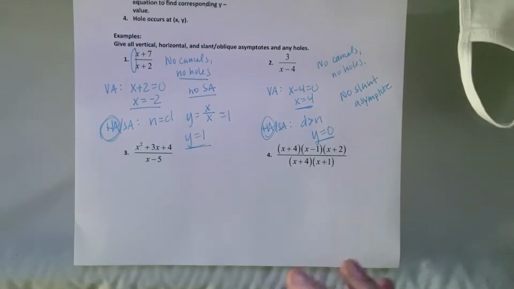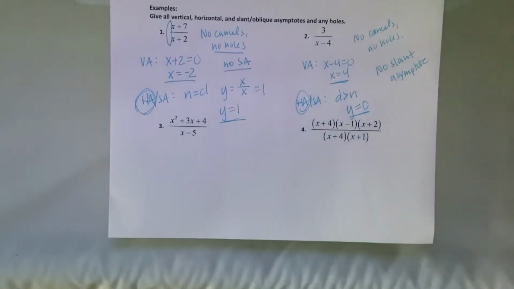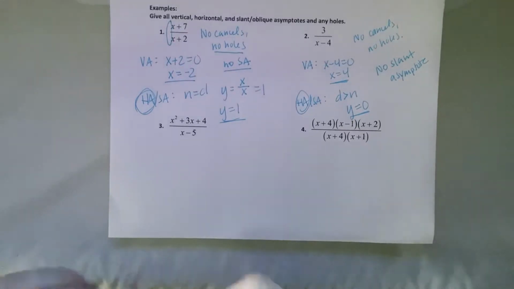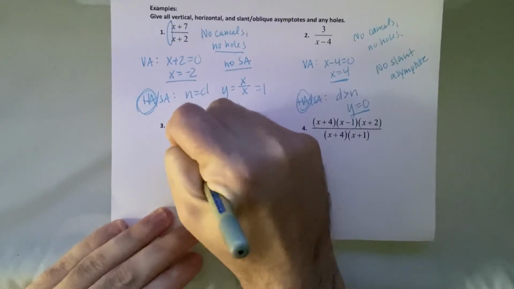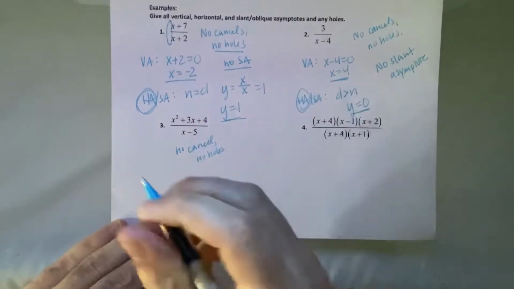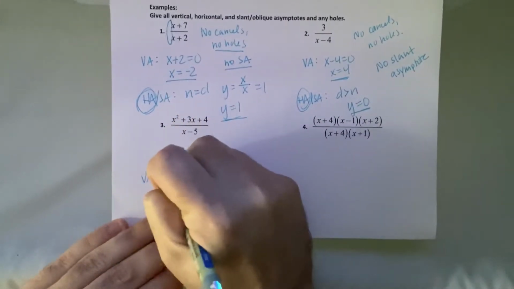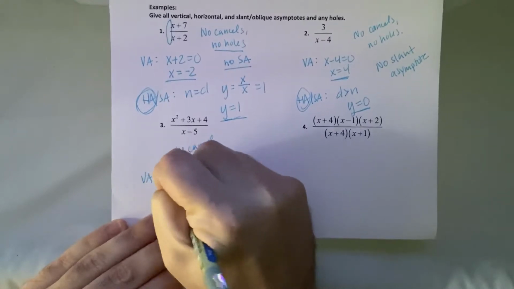So how will we know we have a slant asymptote? Let's see. X squared plus 3x plus 4 over x minus 5. This is the first thing that could require us to factor. Are there two numbers that multiply to 4 that add to 3? No, so there's nothing to factor here. If there's no factors, still no canceling, which means no holes. Okay, so vertical asymptote, we take our remaining denominator factors, x minus 5 equals 0, which means x equals 5.